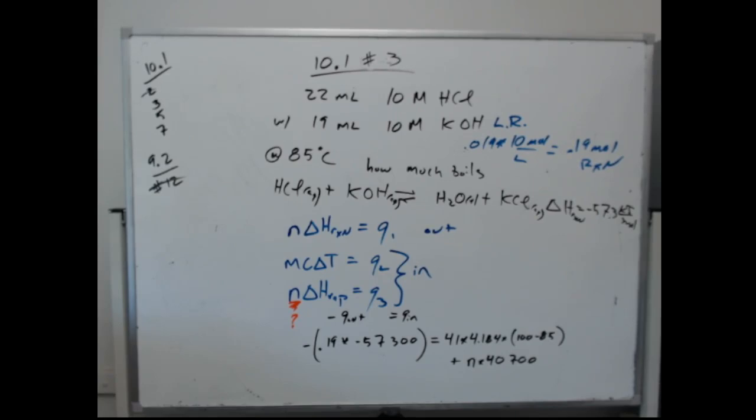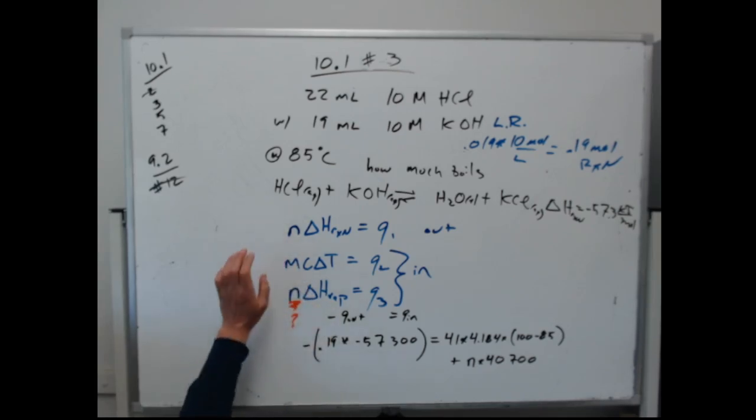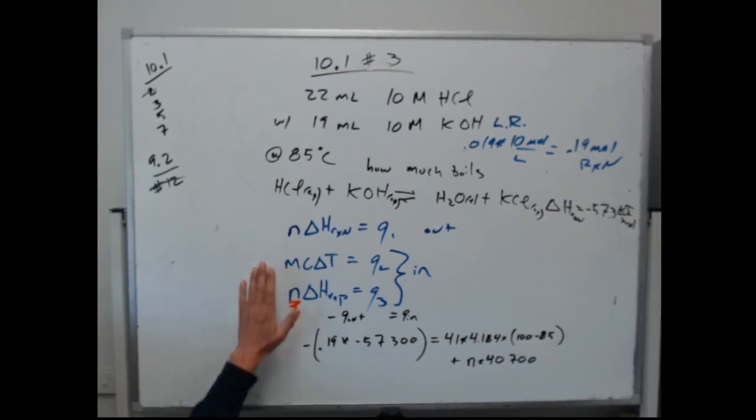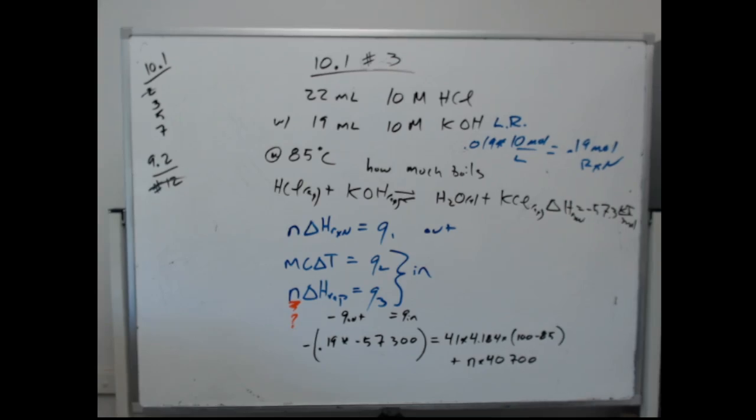And we just use the N for the limiting reactant for this? Well, no, we figured out the limiting reactant. So these are two different N's, right? This is the N of reaction versus the N of water boiled. This is moles of reaction that happened, this is moles of water that boiled. They're two different N's. One of them we know from the information that was given, because it told us the volume and molarity of acid and the volume and molarity of base.